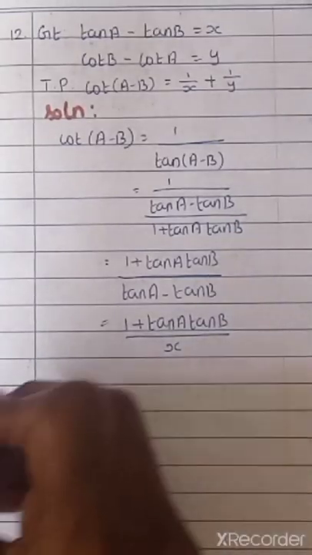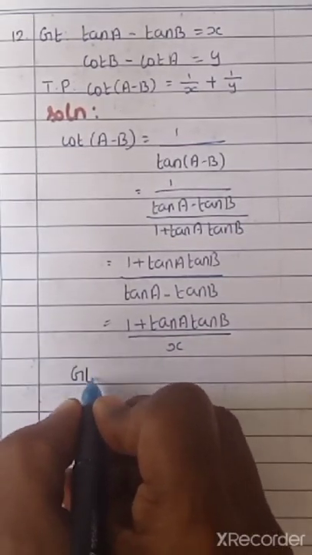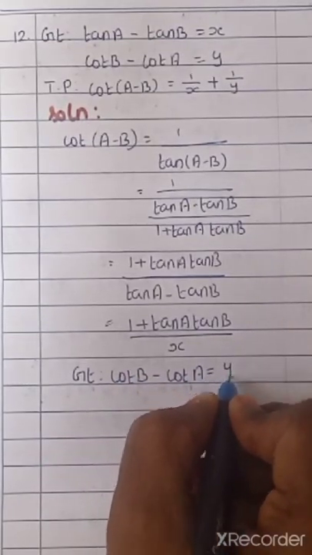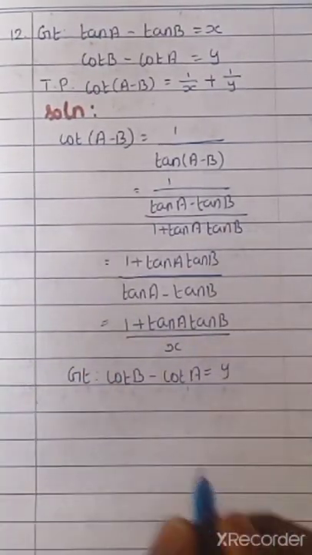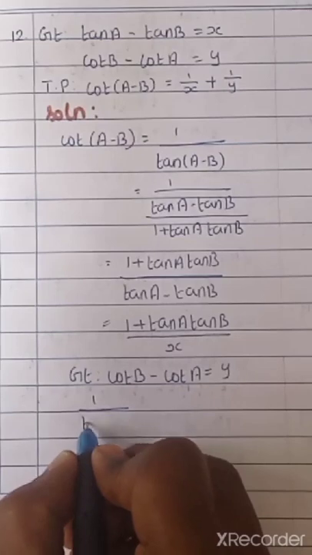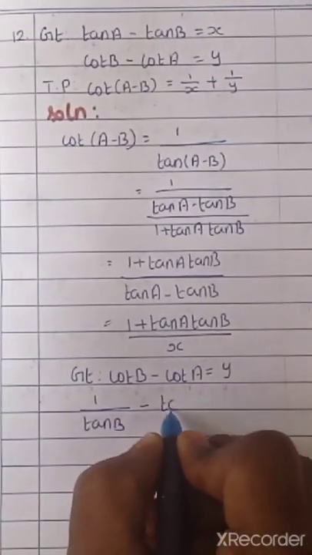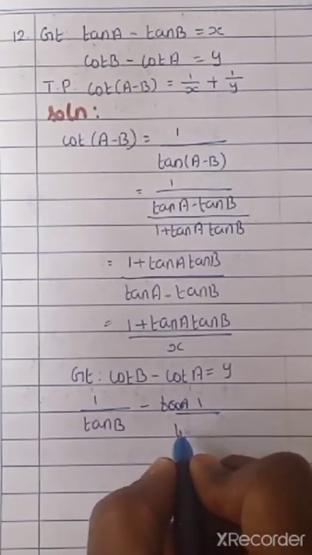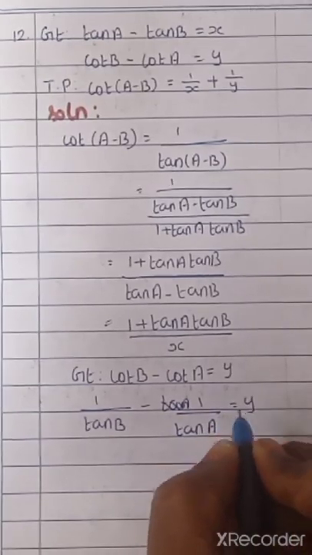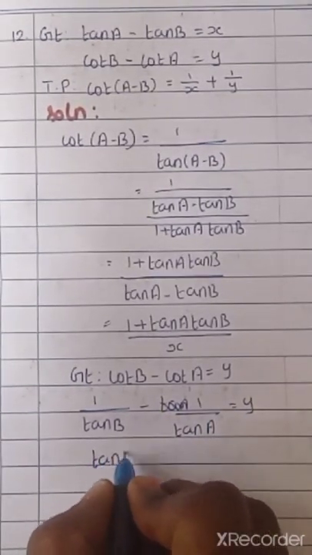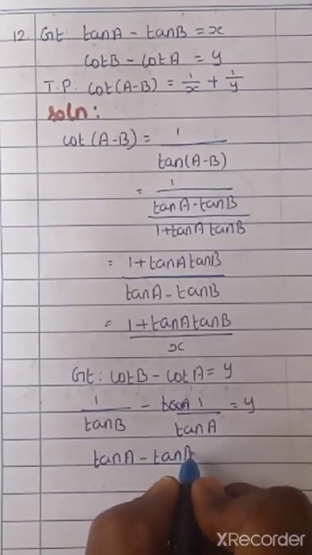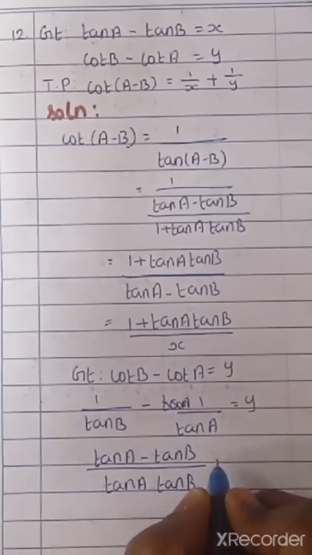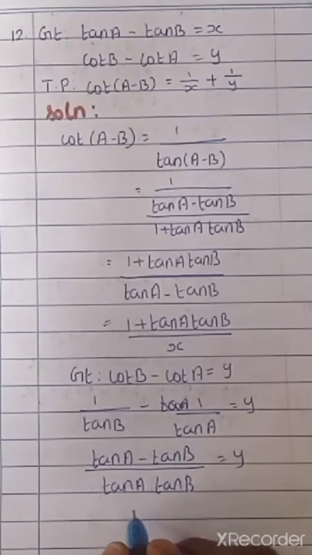And what else is given? Also it is given that cot B minus cot A equals y. Correct? How can we write this cot B? 1 by tan B. So 1 by tan B minus 1 by tan A, since cot A is 1 by tan A, equals y. Taking LCM we get tan A minus tan B by tan A tan B equals y. Again tan A minus tan B, we can take it as x, right?